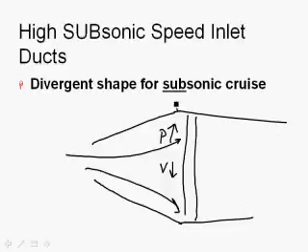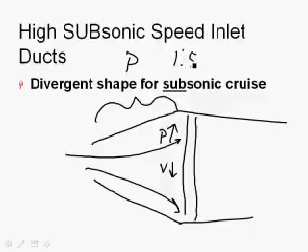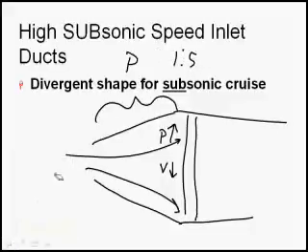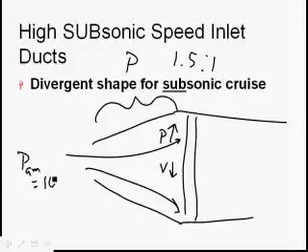So we'll actually have an increase in static pressure, and this increase can be one and a half times the outside ambient air pressure. So we can have a 1.5 to 1 increase in pressure. So if ambient pressure is equal to 10 psi, then the pressure that's coming into the first compressor blade would be 15 psi, or 1.5 times greater than the inlet pressure.